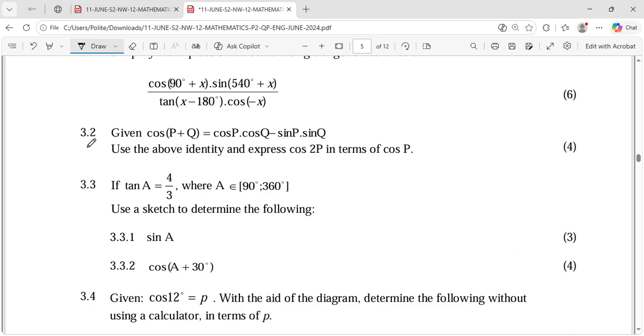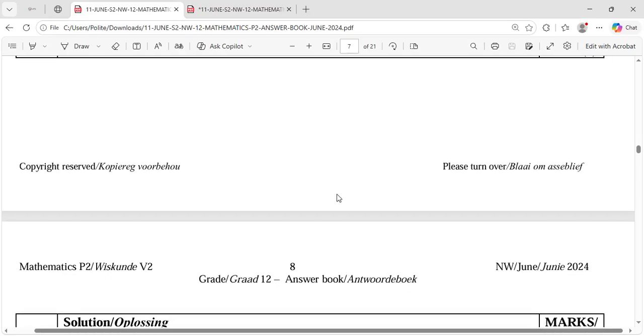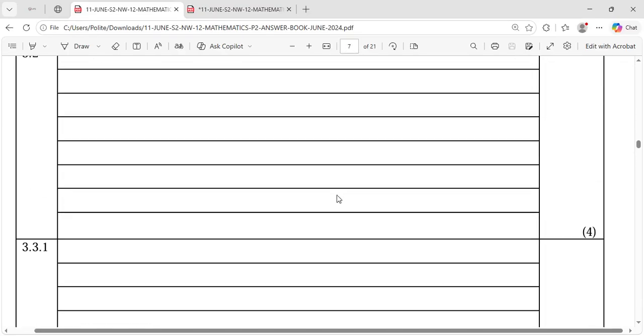We did 3.2 on that lesson. Now on this one, I need to start on 3.3 going down. Let me work on that. Looking at 3.3, they say that if tan A is equal to 4 over 3, where A is an element of 90 and 360, use the sketch to determine the following. So I'm going to work on that 3.3 on this paper here.